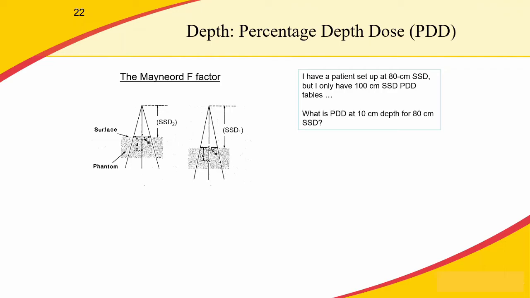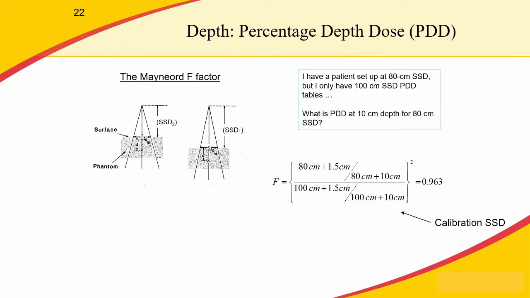Here's an example of how to use the Maynard F factor. Say I have a patient set up at 80 centimeter SSD for treatment, but I only have 100 centimeter PDD tables. So I want to know what is the PDD at 10 centimeter depth for an 80 centimeter SSD setup. So we would calculate our Maynard F factor, where we would calculate the inverse square term for our calibration set SSD at 100. We would also calculate the inverse square term for our new treatment SSD at 80 centimeters.